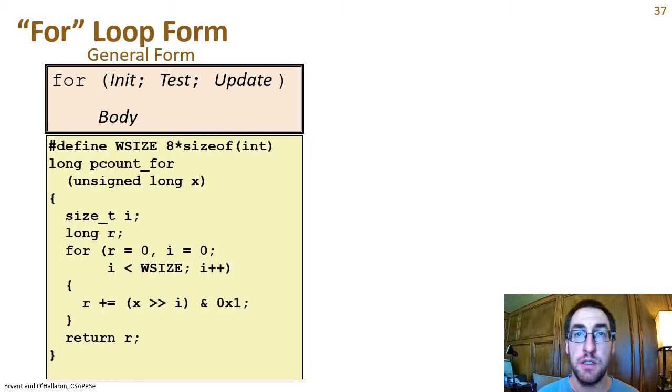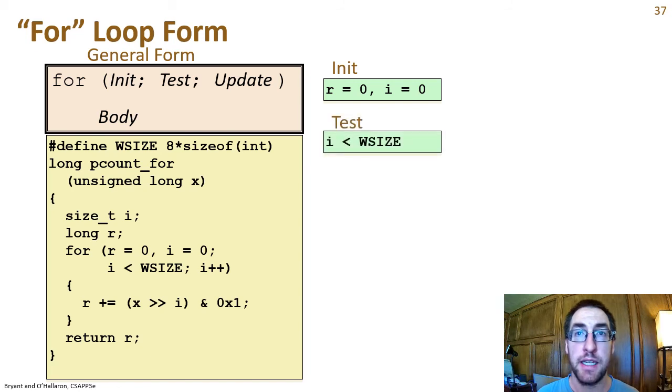Here is a slightly different approach to writing popcount using a for loop. The init statement initializes 2 variables, r and i, to 0. The test statement checks if i is less than the wsize macro. Wsize is written as a #define statement. This is a C preprocessor macro that will replace every instance of wsize in the C code with the calculation of 8 times sizeof int, which on the x86-64 is 8 times 4, or 32. The update statement increments i by 1.